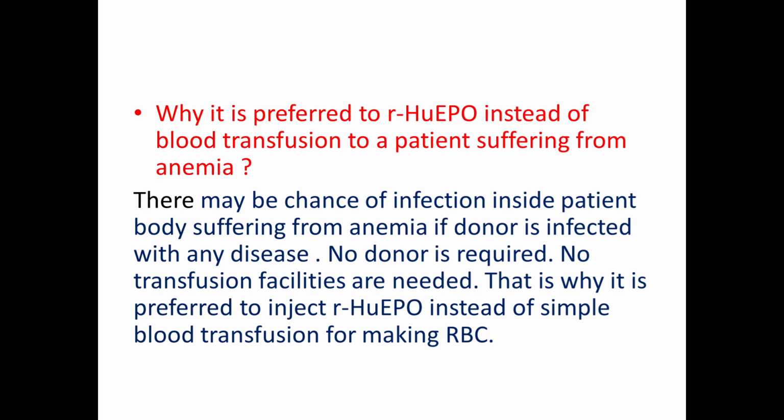recombinant erythropoietin, which can be produced through recombinant DNA technology and animal cell culture, then there will be proper formation of RBC and there is no need of a donor for blood transfusion. You can meet the requirement of RBC without blood transfusion. So there is no need of a donor, no need of transfusion facilities, and there is no chance of infection from the donor. That is why we prefer to inject recombinant erythropoietin instead of simple blood transfusion for making RBC.